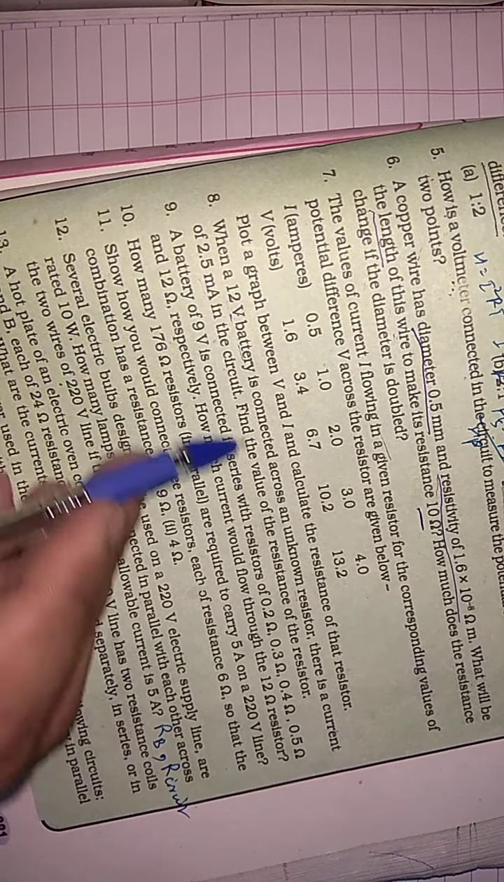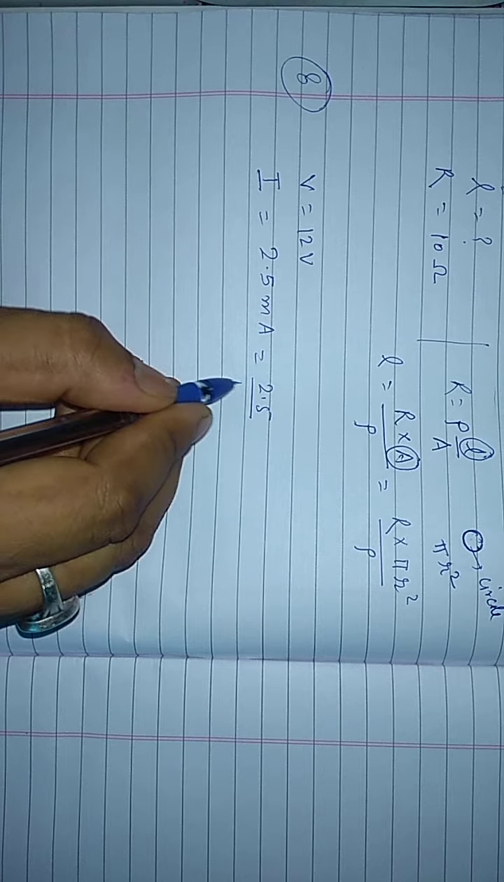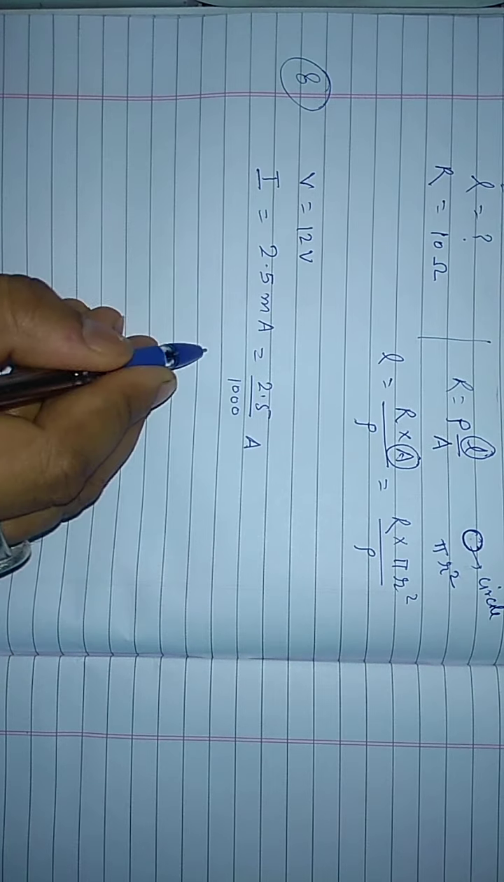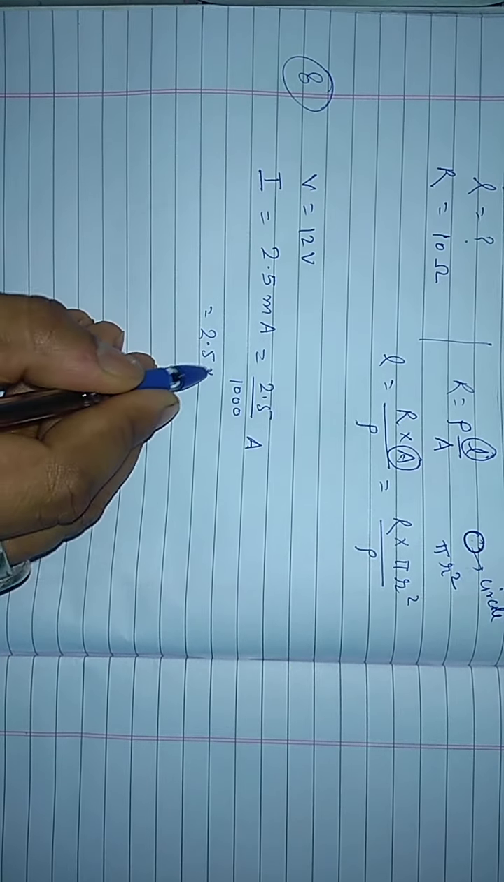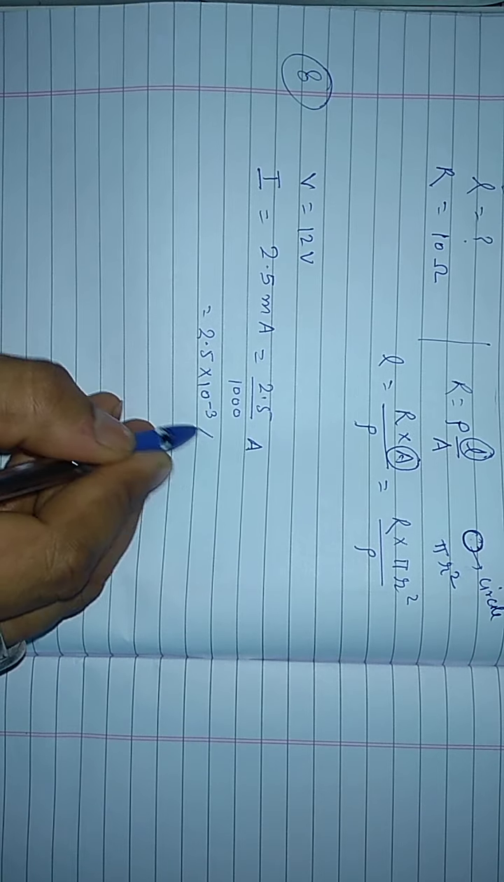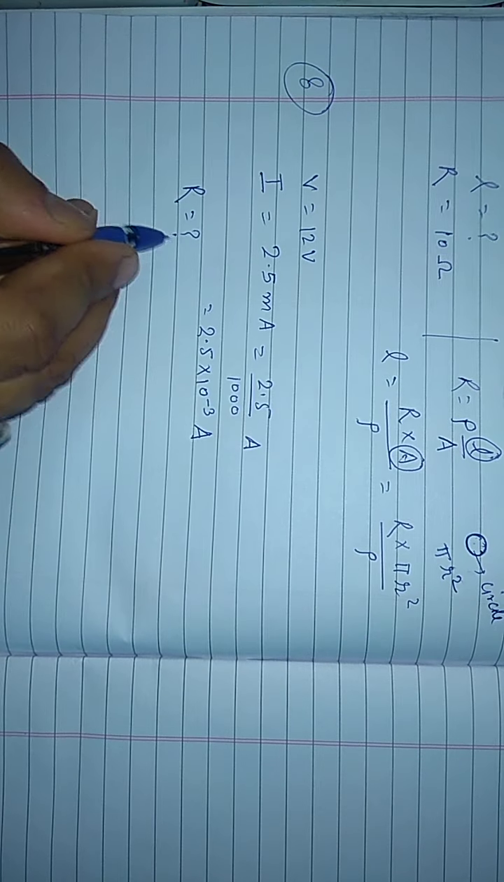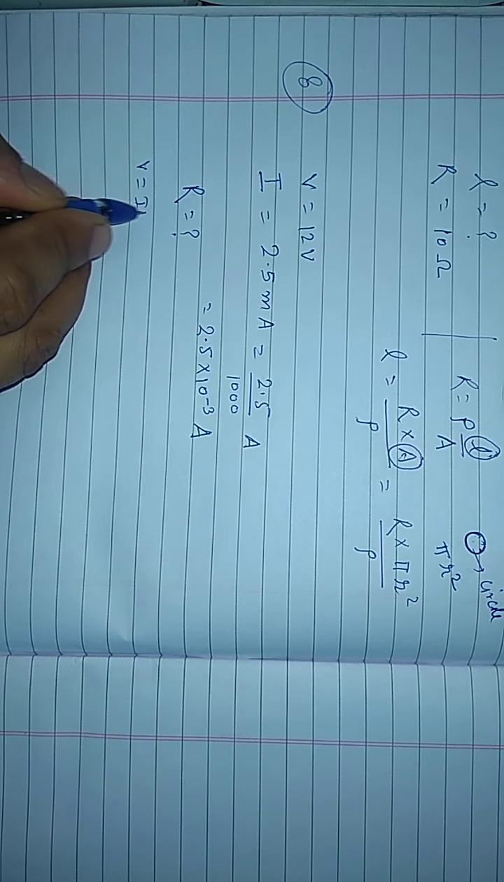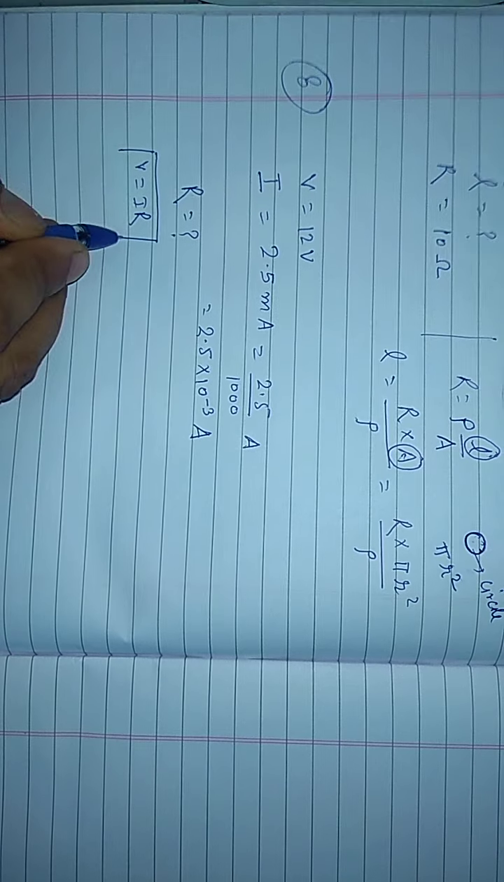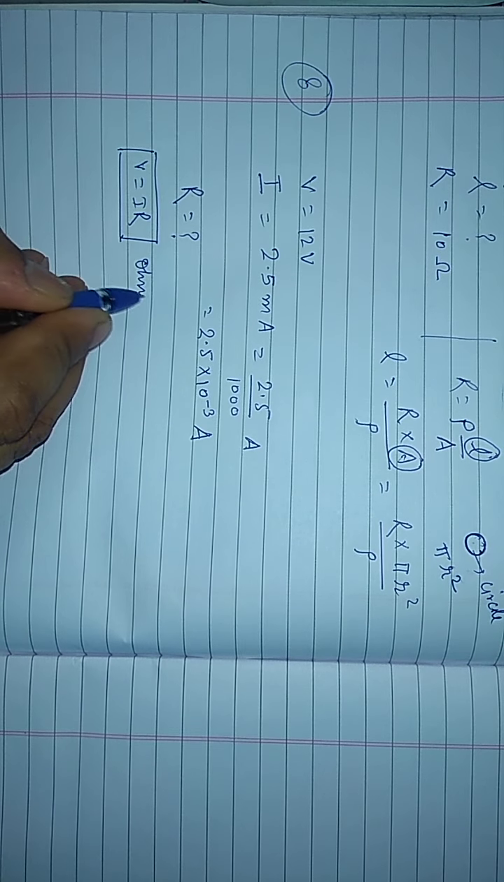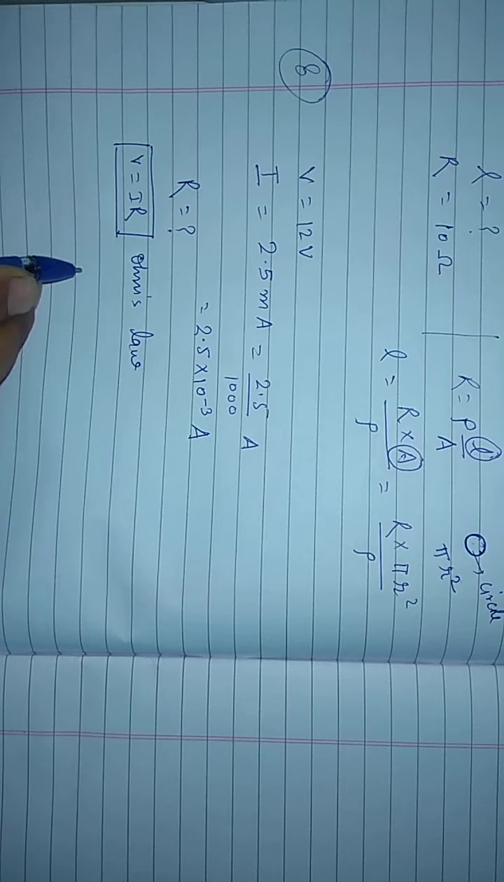V equal to 12 volt, I equal to 2.5 milliampere. So equal to 2.5 upon 1000 ampere. We can write it 2.5 into 10 to the power minus 3 ampere. And we have to find R. So we know that V equal to IR. This is Ohm's law.